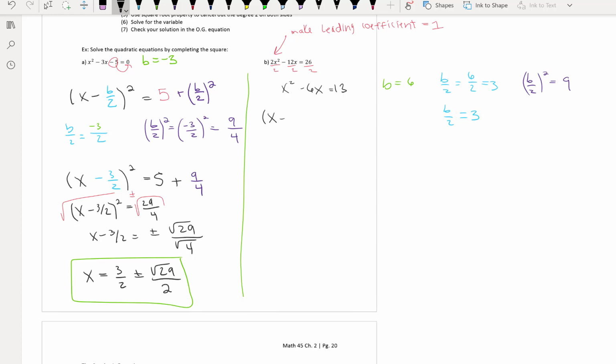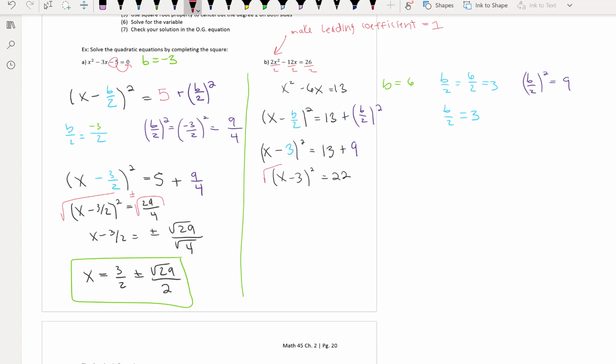I'm going to have x minus my b/2, squared, equal to 13 plus my (b/2) squared. And I already calculated my values over to the side. So I have (x - 3) squared is equal to 13 plus, and in this case, my 9. So now I will have (x - 3) squared, and 13 plus 9 is going to give me 22.